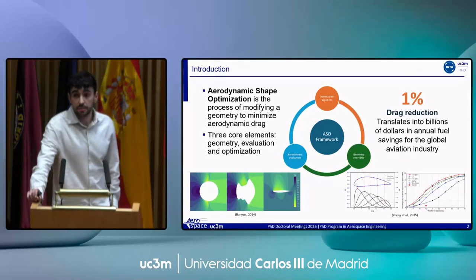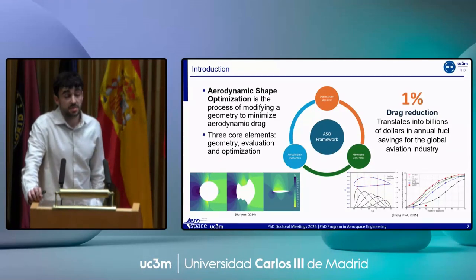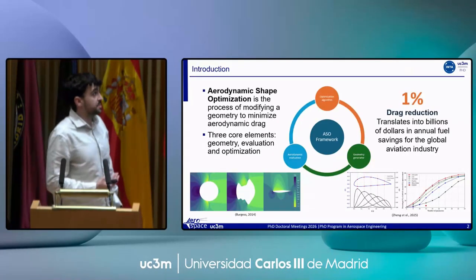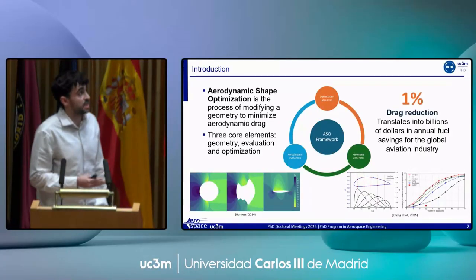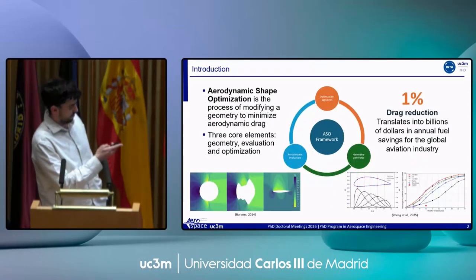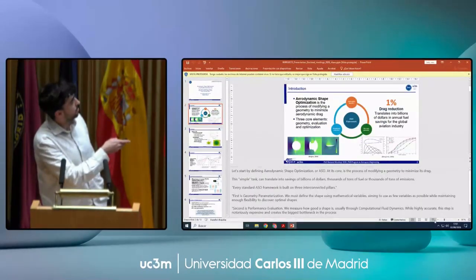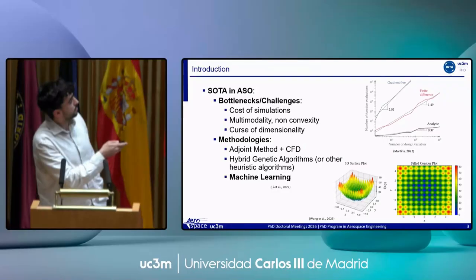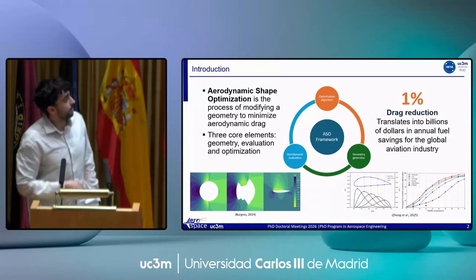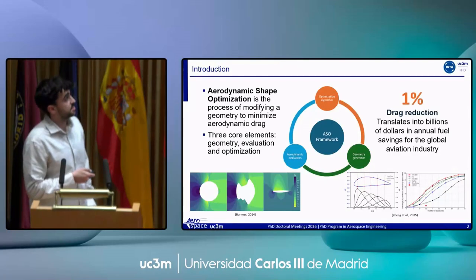Every ASO framework is built on three core elements. The first one is the geometry parameterization. We have to create shapes of geometries with as few variables as possible while maintaining enough flexibility to create complex shapes.